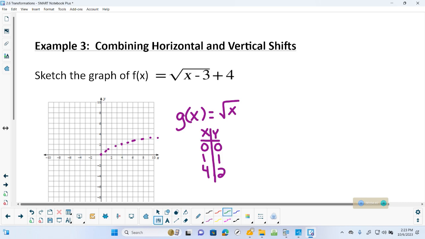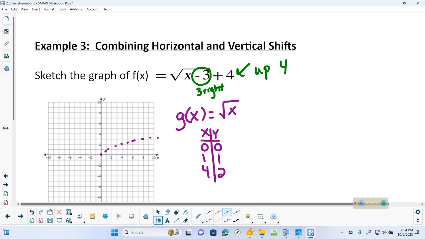So this one we have 2 shifts. The -3 with x is a horizontal shift. It's going to move your graph 3 right. And then the 4 at the back is going to move it up 4. Now it doesn't matter which you count first, the right or the up, we're going to get the same thing. I'm going to go right and then up.